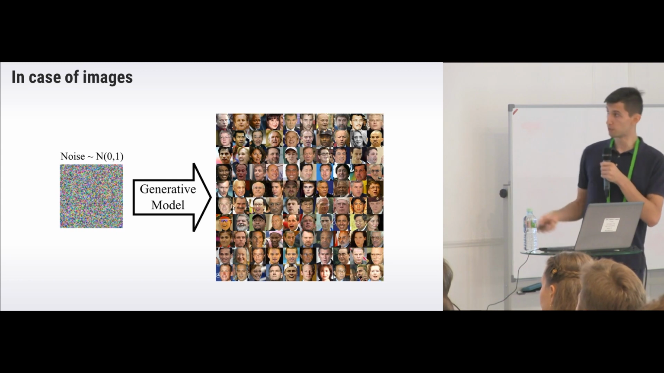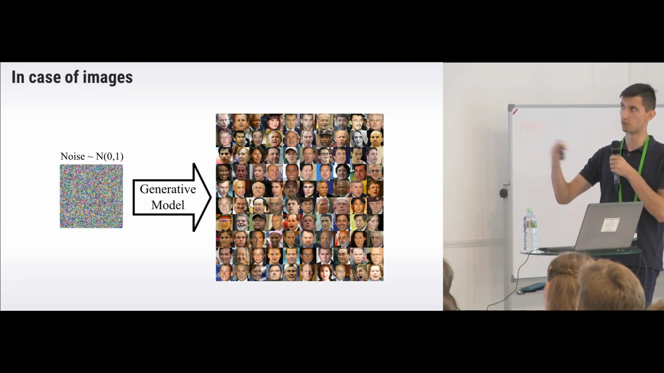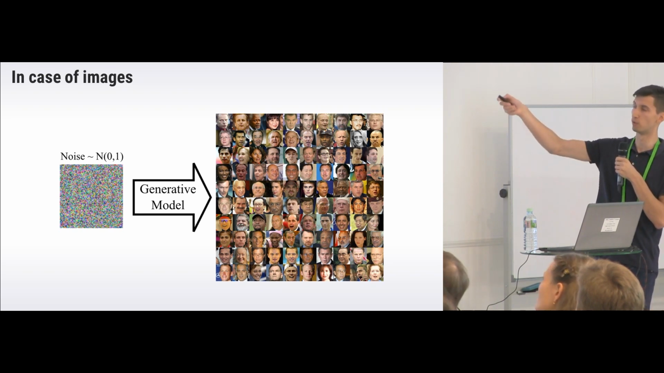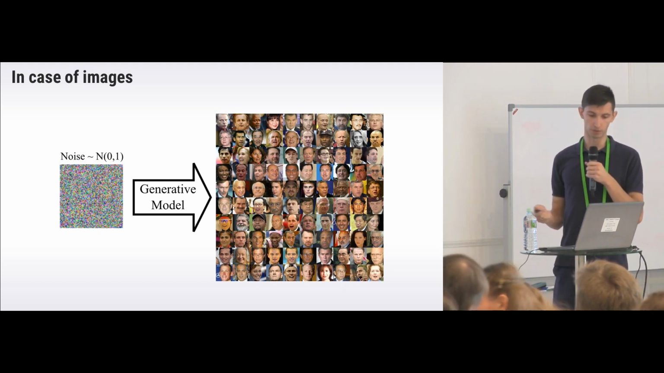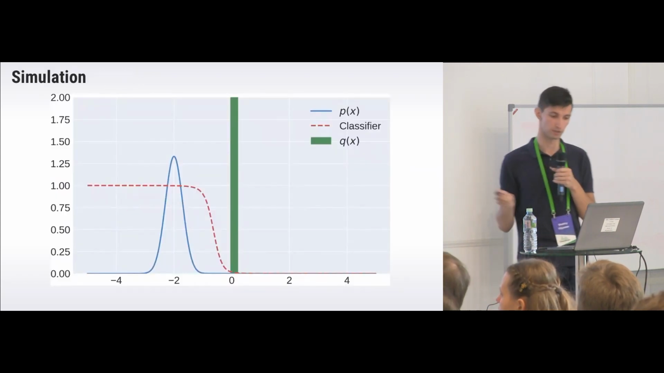So in the case of images, you probably saw that if you train a generative model, it transforms, for example, an image filled with noise into one of the faces. A trained generative model will do it. Basically, it transforms a normal distribution into a distribution of faces.